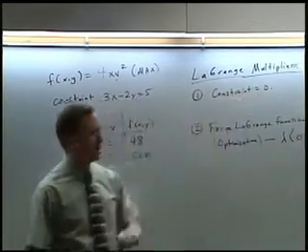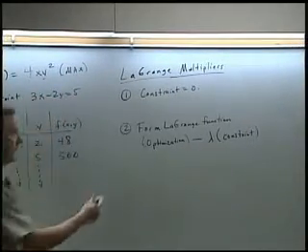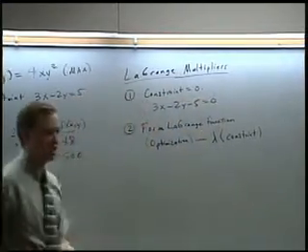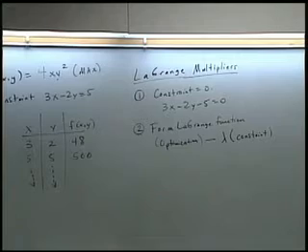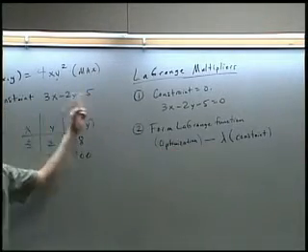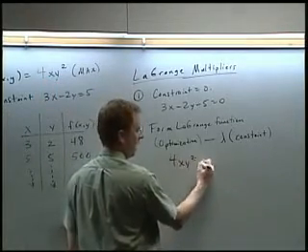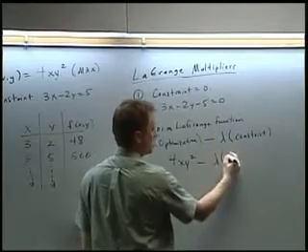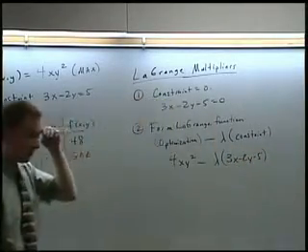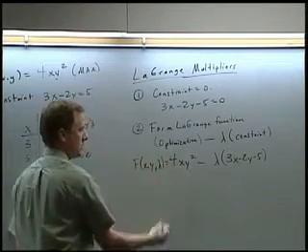Okay, I want to set the constraint equal to 0. So that basically means subtract the 5 over. So 3x minus 2y minus 5 goes to 0. Now I've formed the Lagrange function. I take my optimization equation, 4xy squared, and I subtract lambda times what I just did in step number 1. And we call this equation usually f(x, y, lambda).